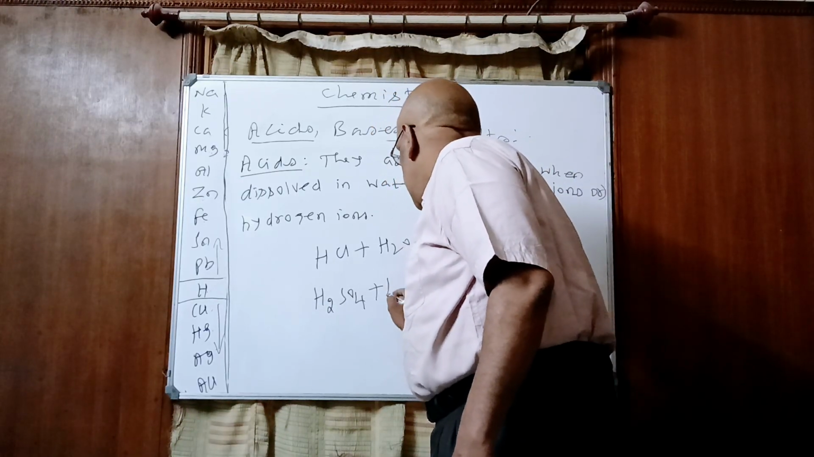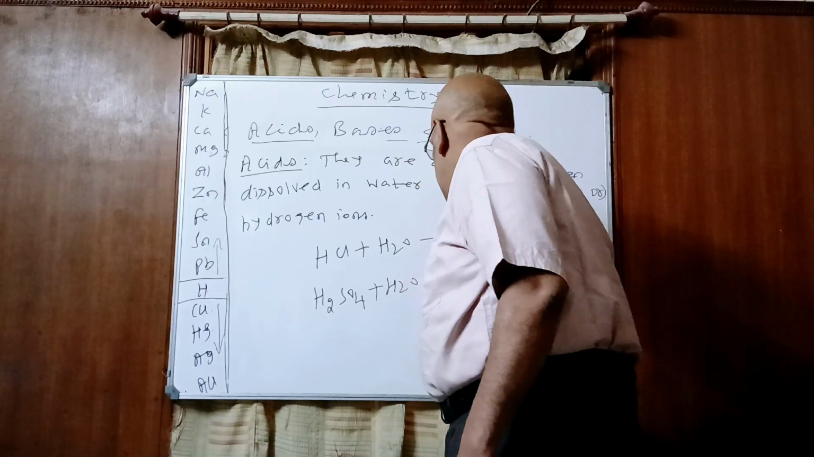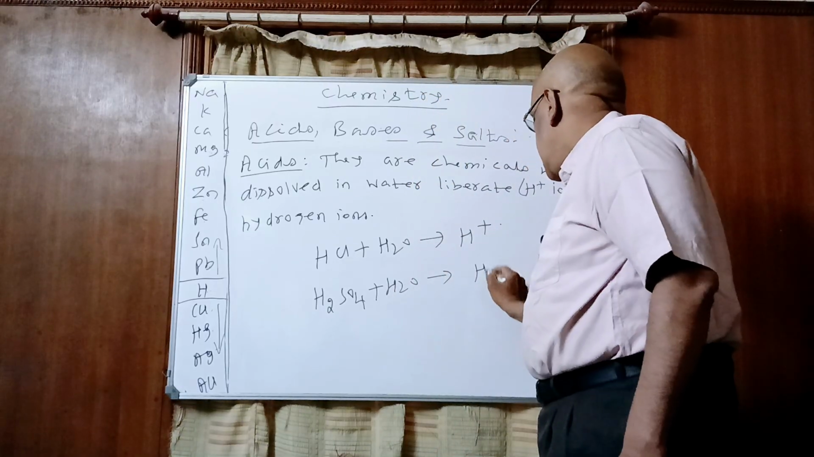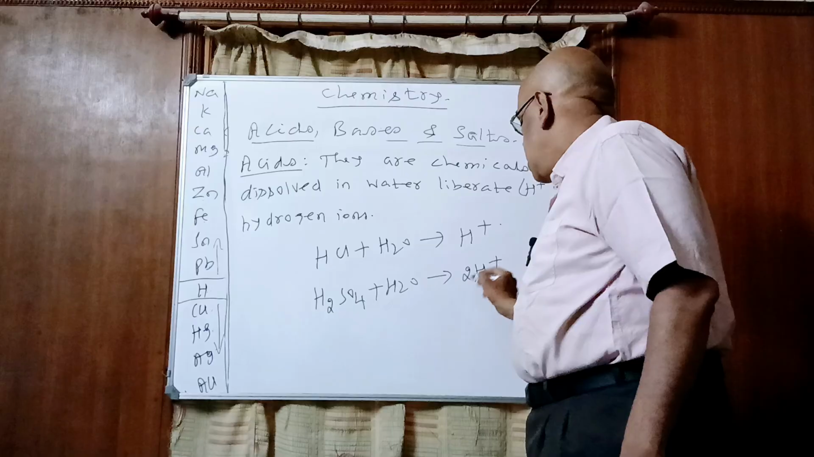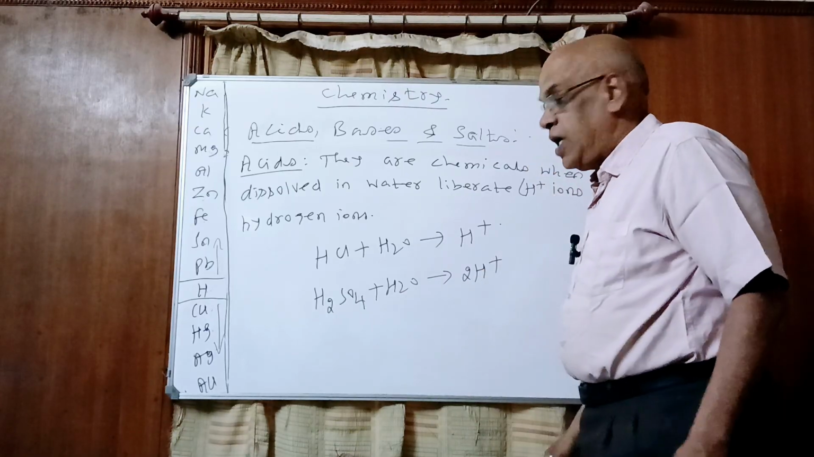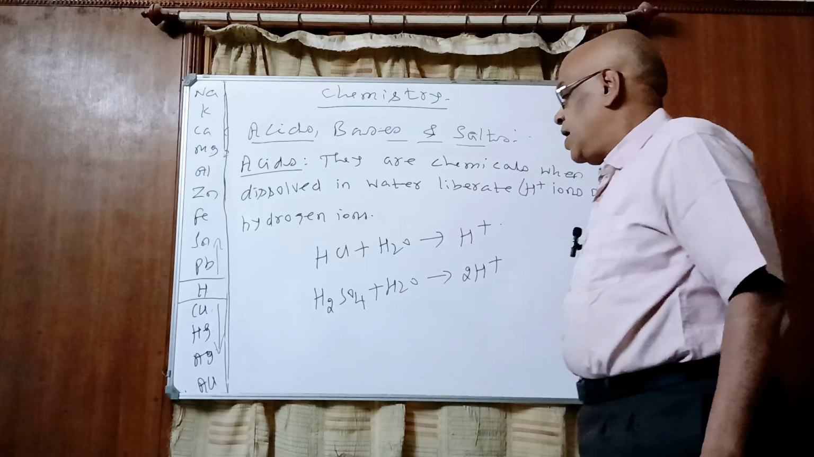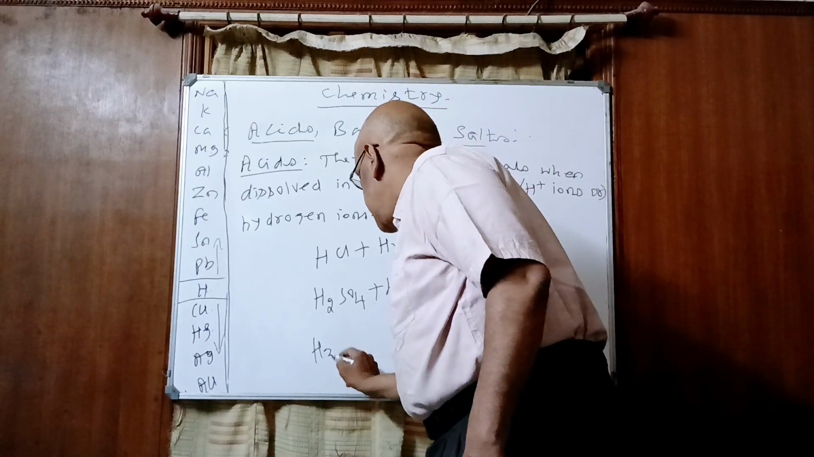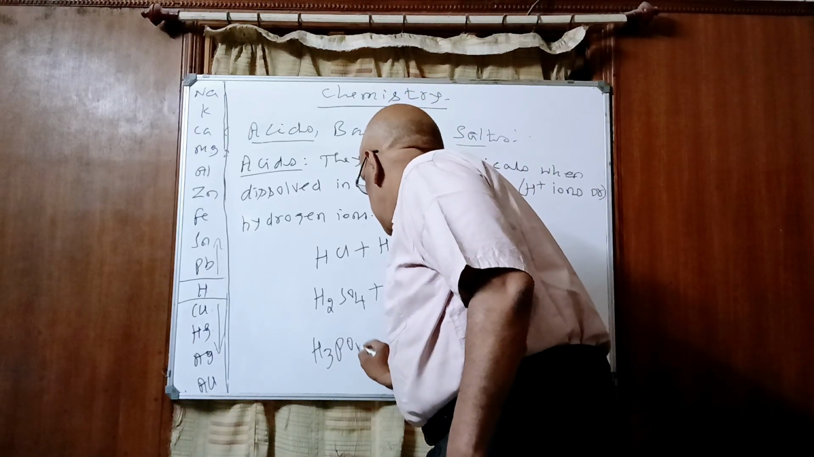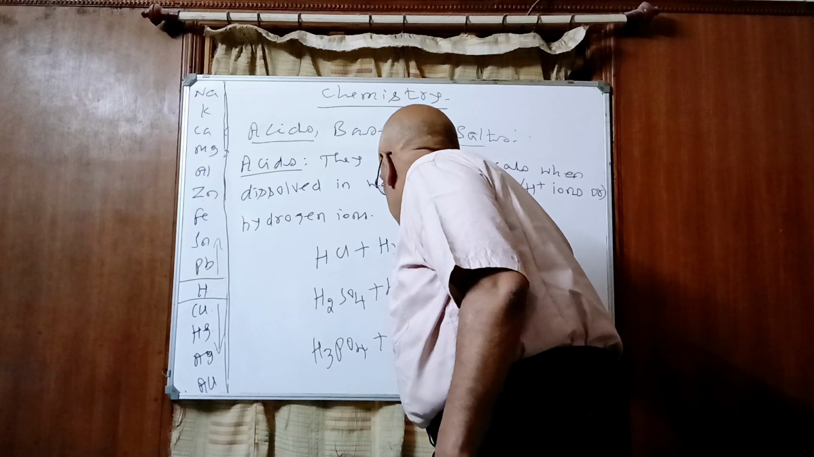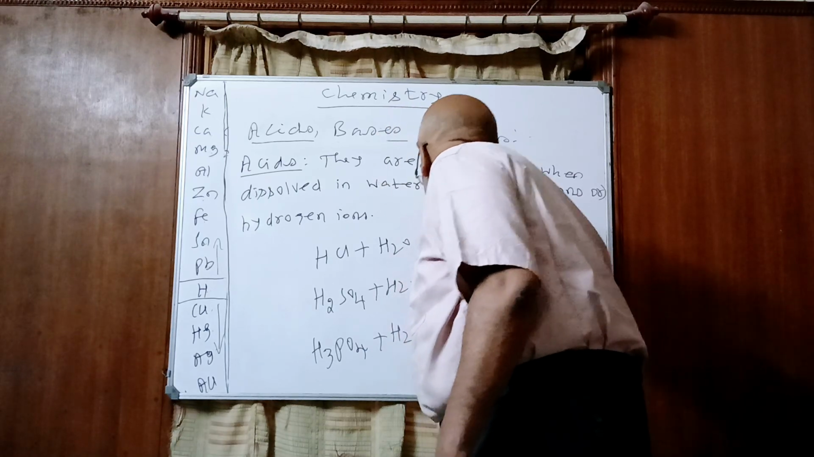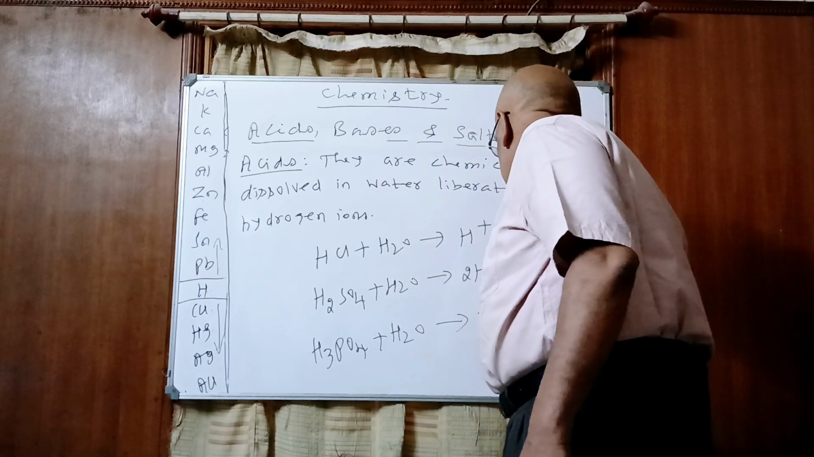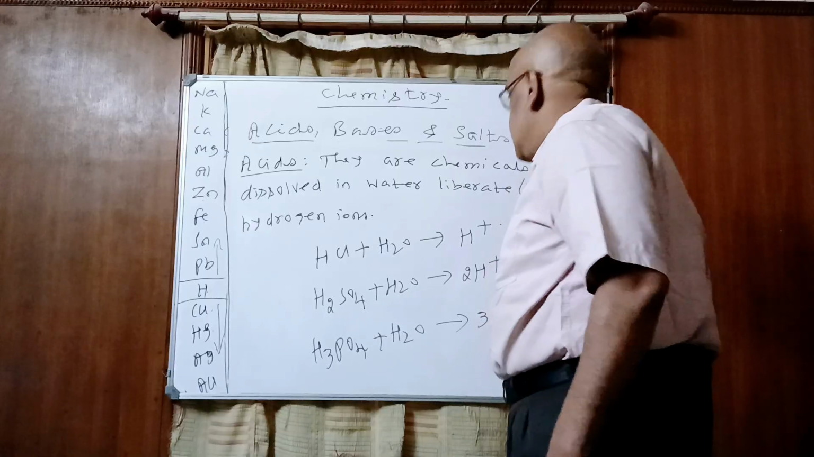Similarly, another inorganic acid, H2SO4, when it reacts with water, what do they give us? They give us hydrogen ions. Two hydrogen ions, because it has got H2. Then phosphoric acid, H3PO4, plus water. What do they give us, children? Three hydrogen ions. That's it.